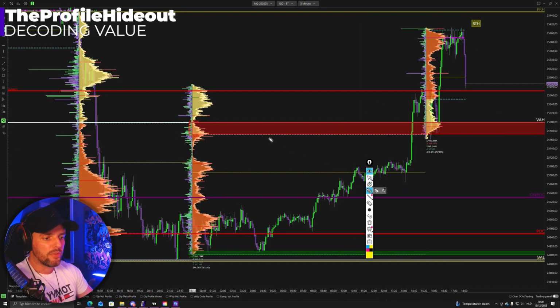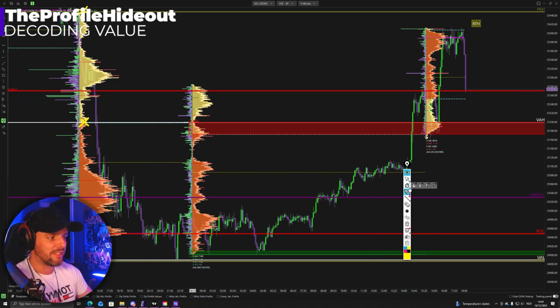So the levels I'll be using for today from the prior session: the high, the value high, the point of control, the low and the value area low. Those levels are purely from the RTH session from yesterday, Wednesday. And then I'll also be using the overnight levels today.